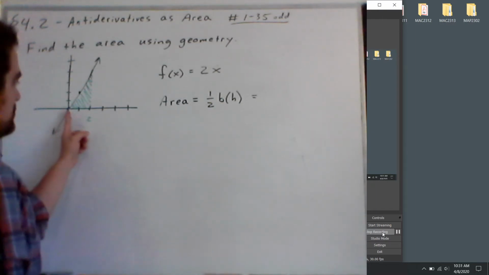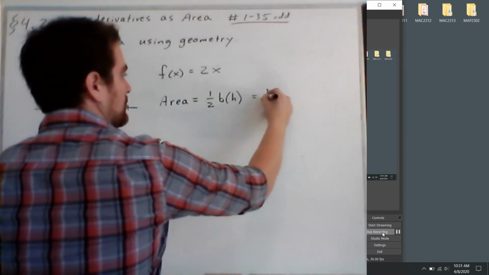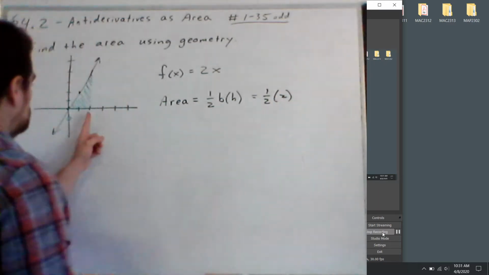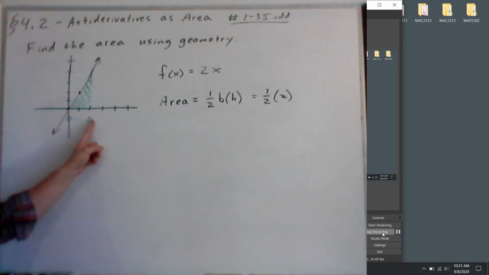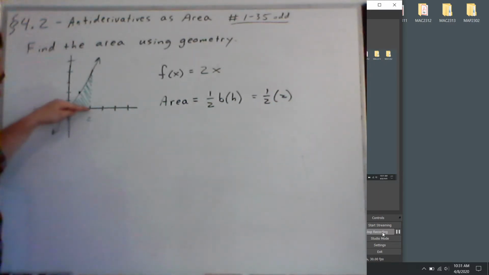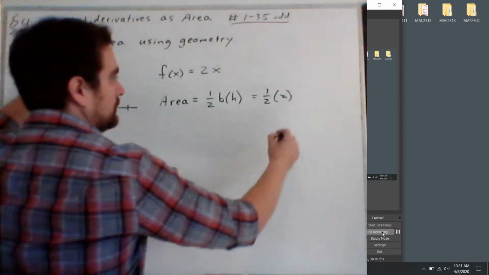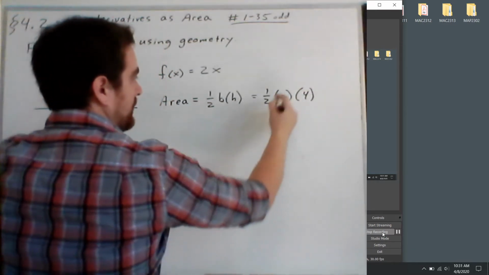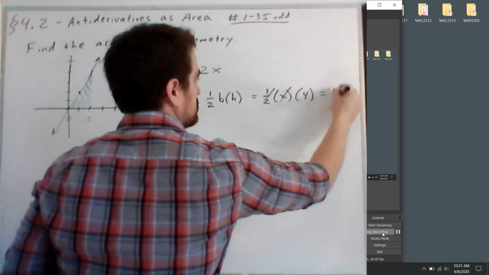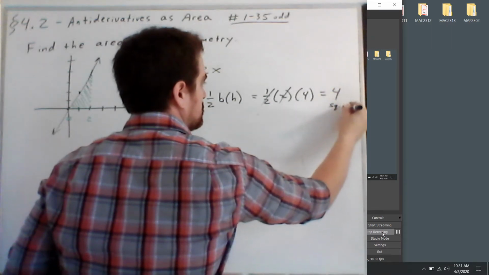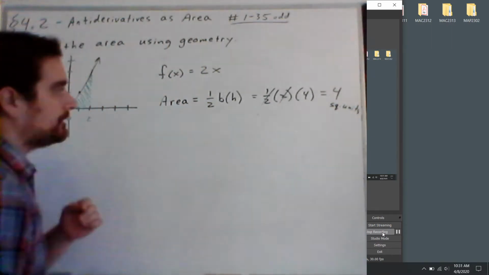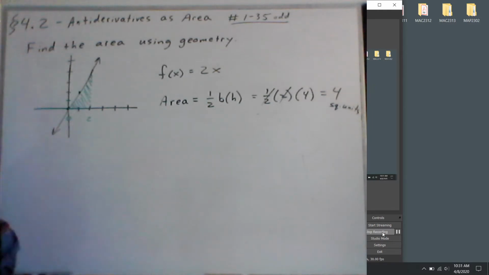So it's 1/2 times the base, which is 2. I'm going to use the x-axis here from 0 to 2. That has a length of 2. The height is 1, 2, 3, 4. The half and the 2 will cancel out, so I'll get 4 square units. Again, pretty easy to do once we see that picture.